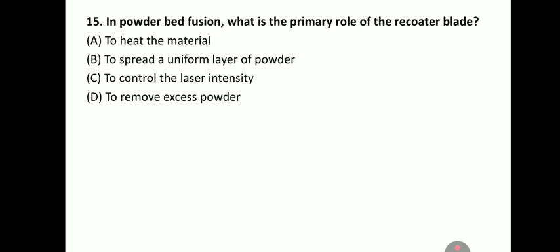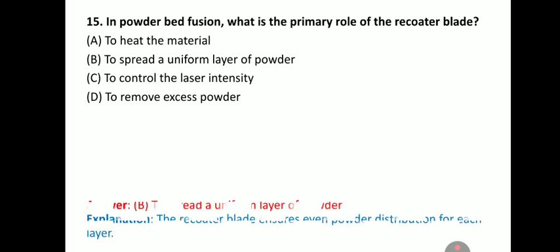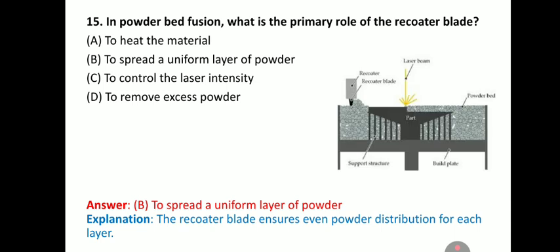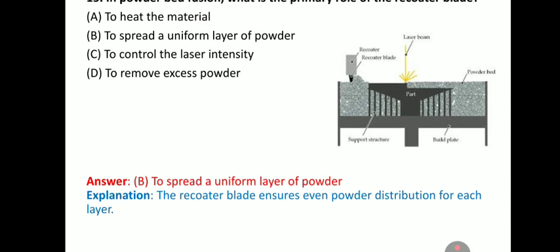Next question, in powder bed fusion, what is the primary role of the recoater blade? The answer is to spread a uniform layer of powder. So here you can see the recoater blade, and it is used to spread the uniform layer of powder, so as it is sintered with the help of laser beam.